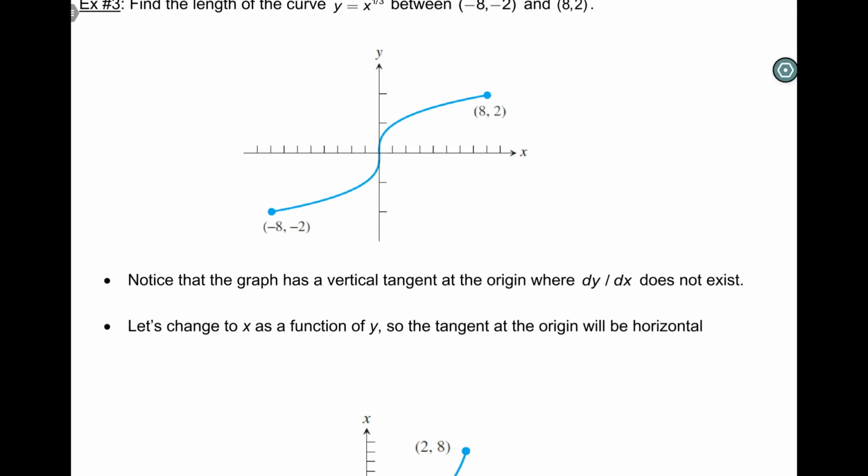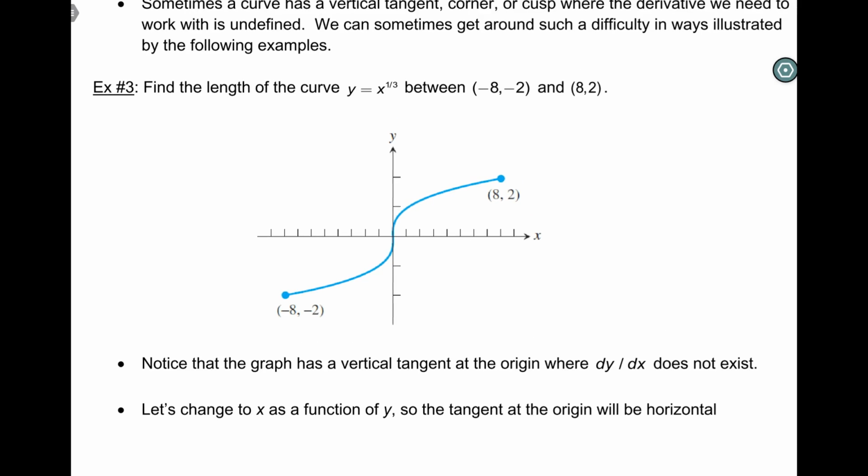So first step, we know the derivative is not defined at 0, but graphically there's a vertical tangent at x equals 0. So you guys can see here, I'm going from negative 8 to 8. That's fine. But instead of using the x coordinates, I could use the y. So you could use y from negative 2 to 2. I can flip the graph.